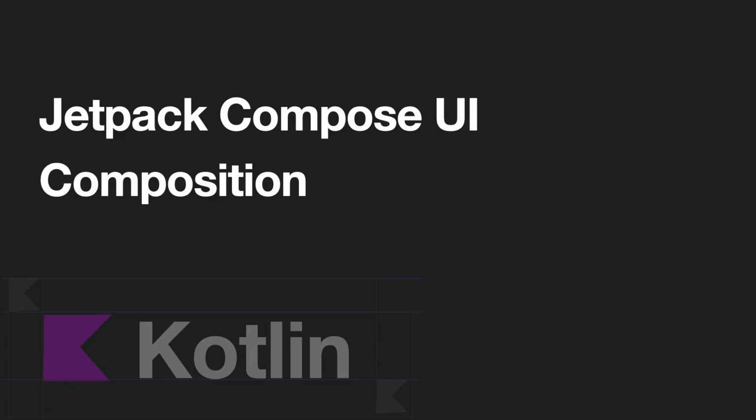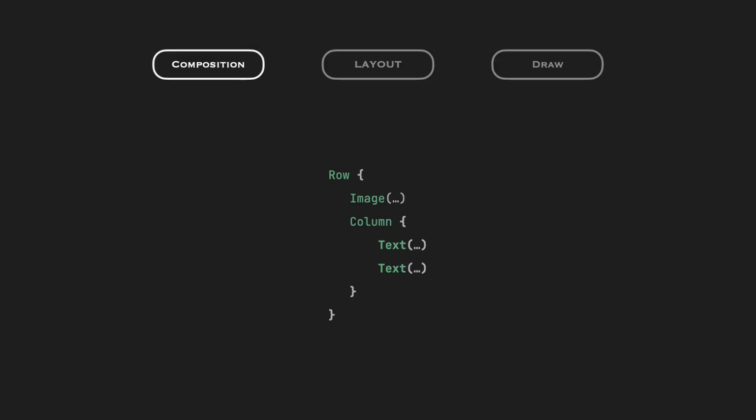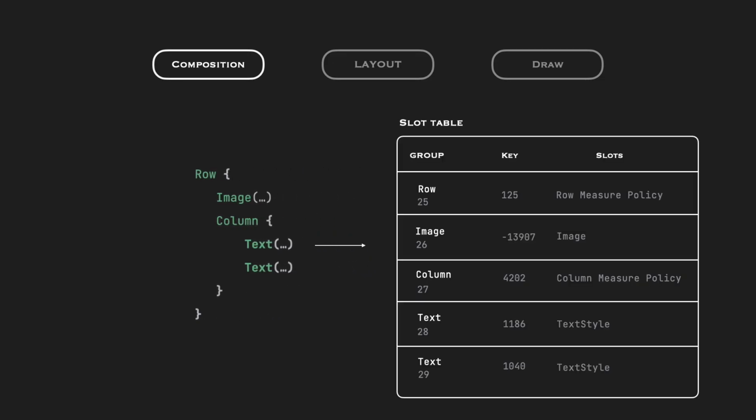In this video, we're going to explore how composition works inside of Compose UI. Composition could be divided into three steps. The first is to take your compose code and to generate a slot table. The slot table contains information such as the state you're holding on and all the nodes in your Compose UI. And here's an example of it.